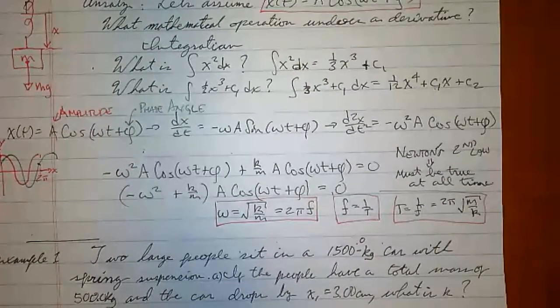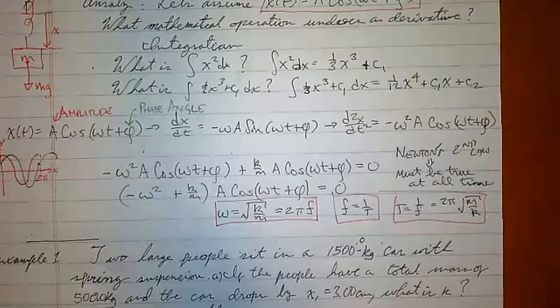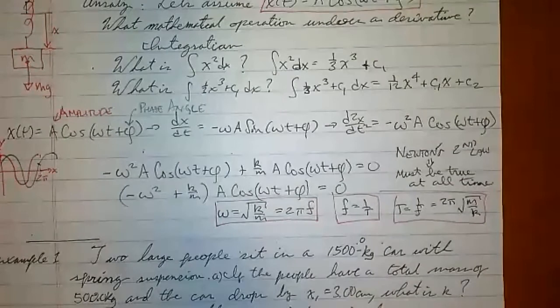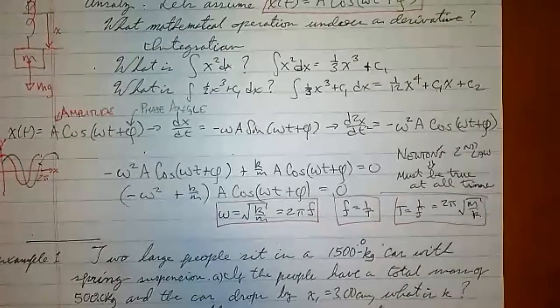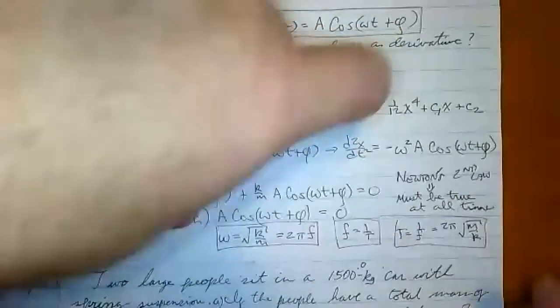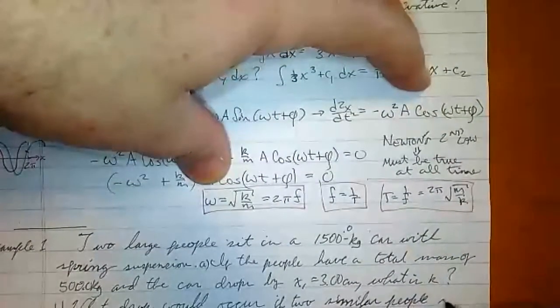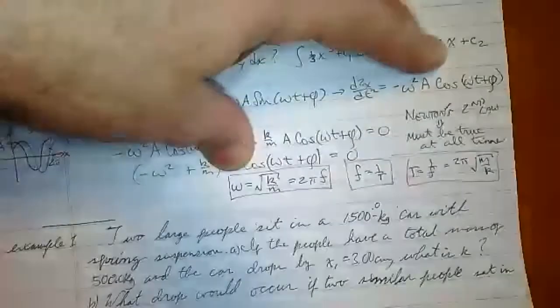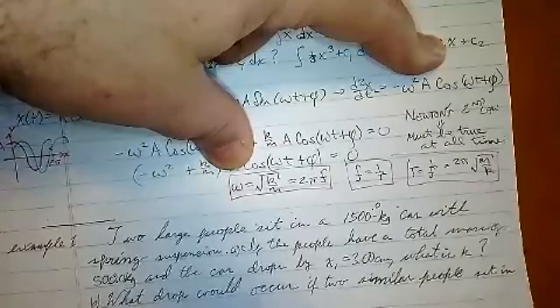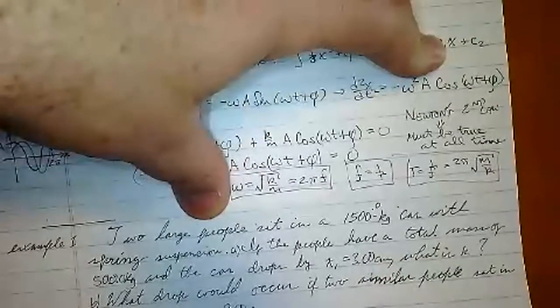And part B, what drop would occur if 2 similar people sat in it with M total equals 300.0 kilograms. So that's part B.